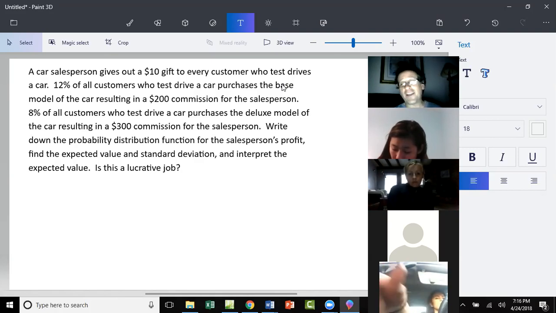I know in my other class, my face-to-face class, not everyone knew what the word lucrative means. Do you guys know what lucrative means? Anyone not know? Okay, I'm going to assume you do.